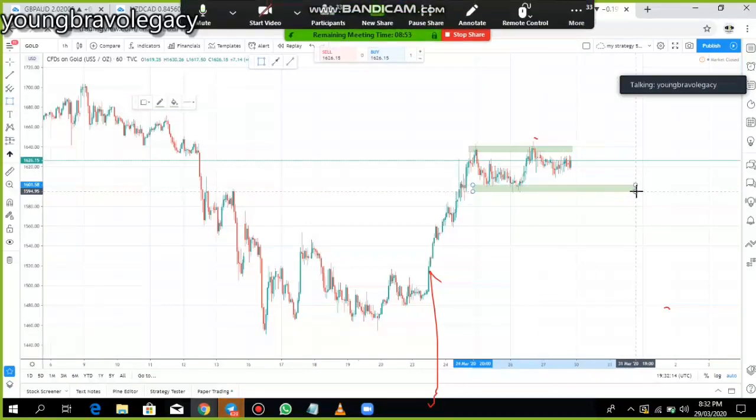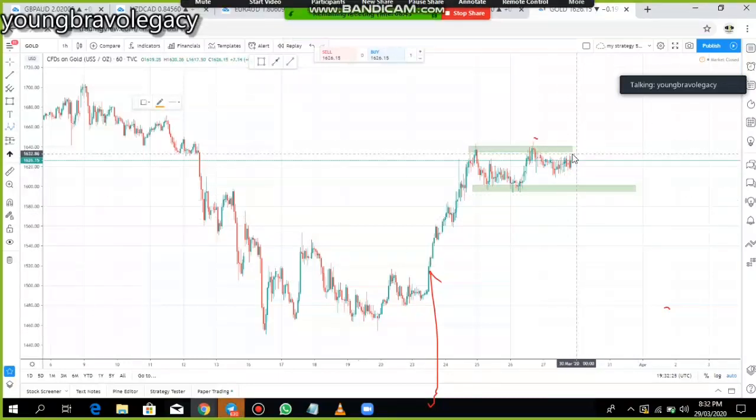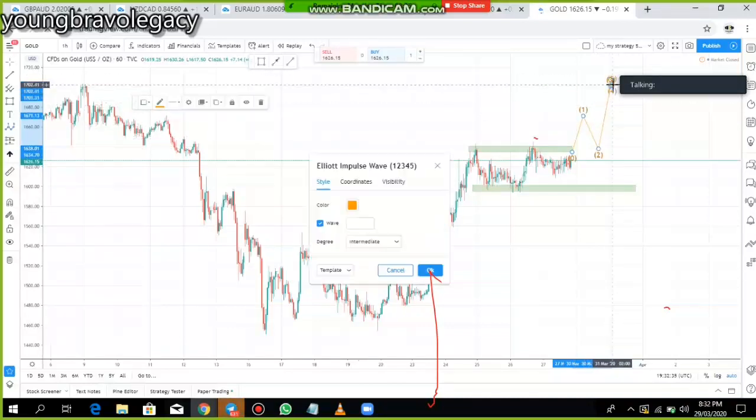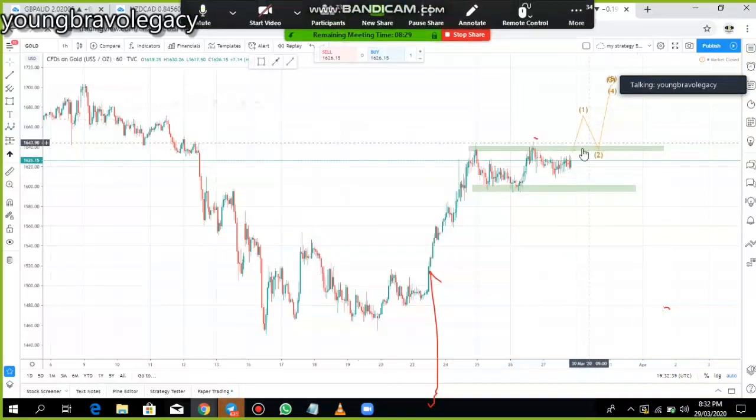This is our support. If the price should break below here, we sell. If we break above, we buy. That's just the ideology. Now, that is the ideology on gold. If the price breaks above here, we buy.